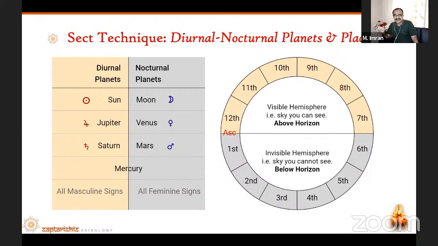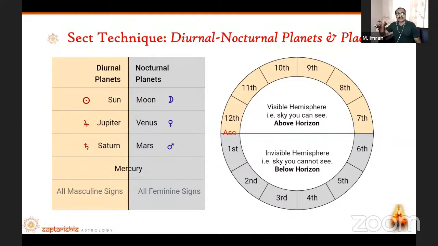So what about places? Places mean houses, right? First house, second house, third house, eighth house, ninth house. So the 12 places are divided into two halves, right? From the ascendant, 12, 11, 10, 9, 8, 7 in reverse, right? This is the visible hemisphere. This is the part of the sky you can see, anytime, whether it's daytime or night time. So this part is the visible hemisphere.